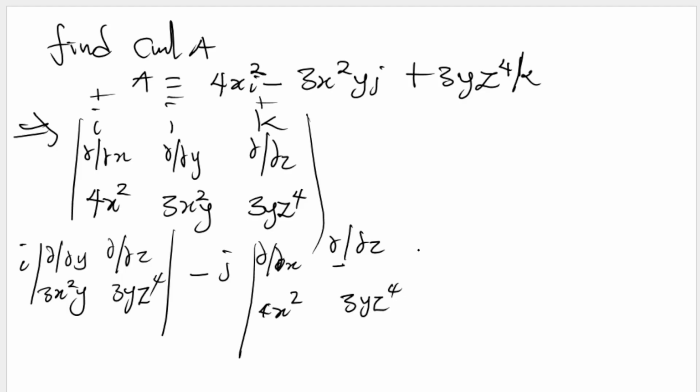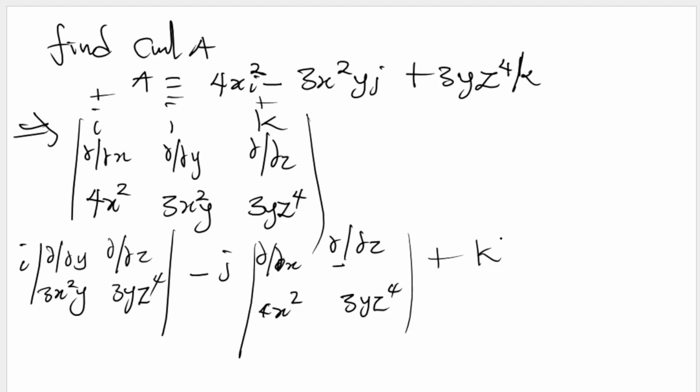3yz raised to the power of 4. What's the next one? Plus k, which is our key component. So assuming we are not seeing k, what are the parameters we are seeing? We are seeing our i and j, right? Now, if you see i and j, what are now the parameters inside i and j?